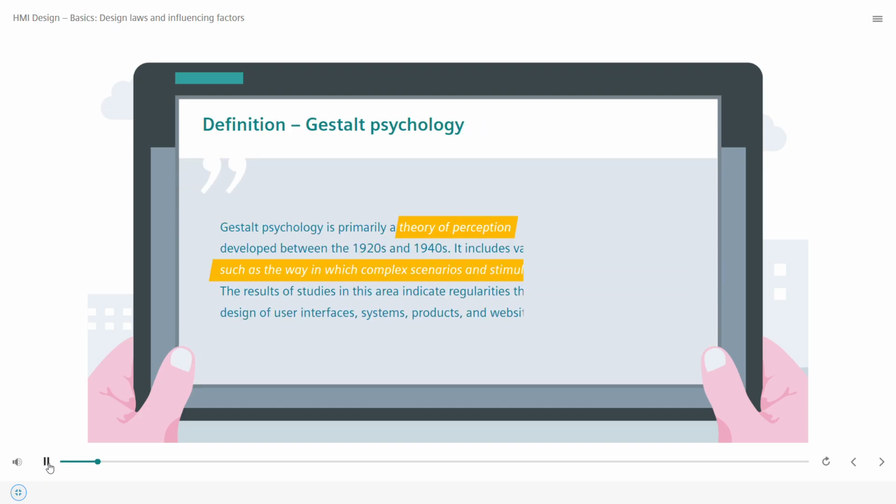Gestalt psychology is primarily a theory of perception developed between the 1920s and the 1940s. It includes various research areas, such as the way in which complex scenarios and stimuli are perceived by users. The results of studies in this area indicate regularities that are now basic to the design of user interfaces, systems, products, and websites.